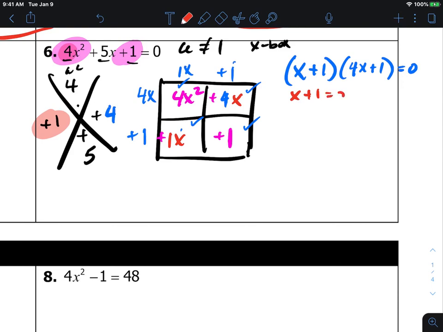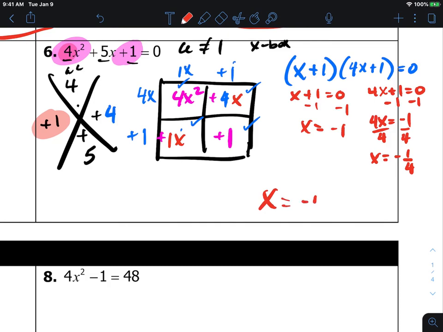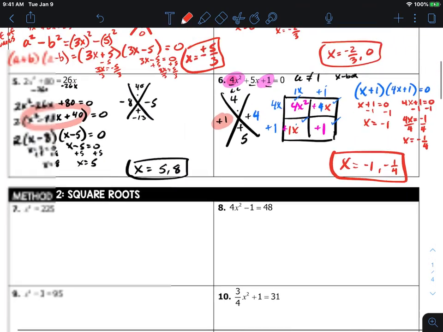All right, 4x plus 1 set equal to 0. Subtract 1 from both sides. We get 4x equals negative 1, divide by 4, x equals negative 1/4. Okay, one answer. And then the other one, x plus 1 set equal to 0, just x equals negative 1. So our two answers are negative 1 and negative 1/4. Okay.